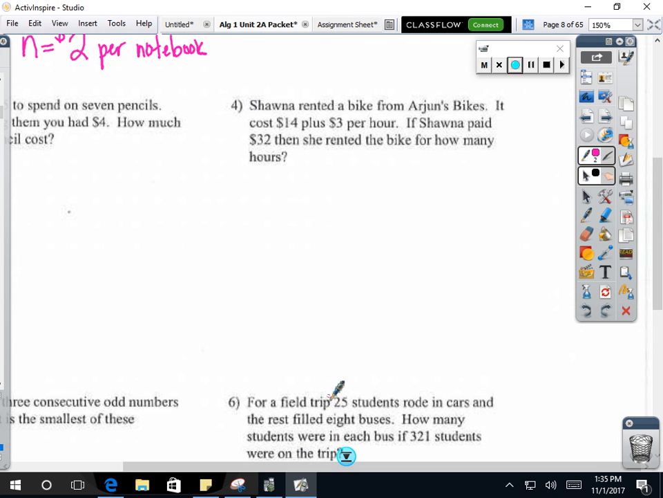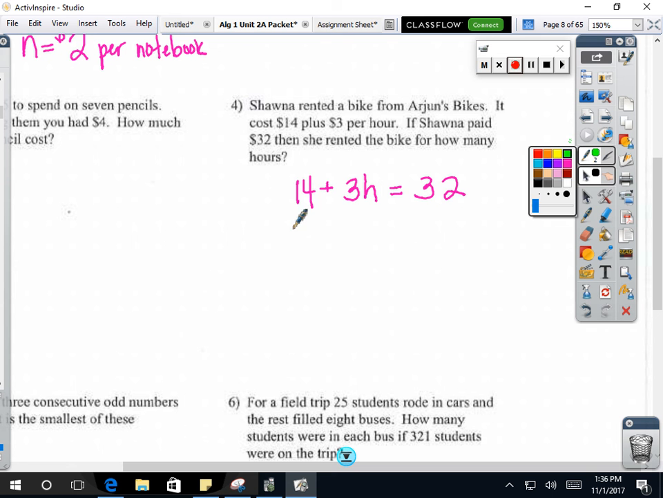Shauna rented a bike from Arjun's Bikes. It costs $14 plus $3 per hour. If Shauna paid $32, then she rented the bike for how many hours? Okay, well, what does she definitely have to pay no matter how long she keeps the bike? Right, that's like a rental fee. Plus $3 per hour. 3x, or I'm going to put h, that way at the bottom when it says h equals, I'll remember that that number is hours. And then that should equal $32. So the $14 rental fee plus the $3 she's going to pay per hour that she keeps it will total up to $32. All right, what do I do first?